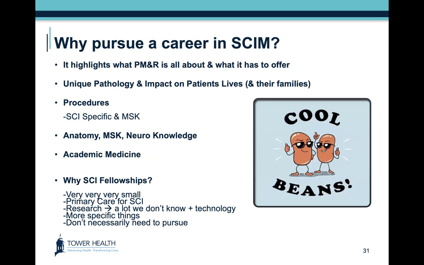Their families are going to help them obviously a lot living and adapting to their new life. For anyone that likes procedural stuff, hopefully I've showed you that there's a lot of opportunity for that in terms of doing EMGs. You get a lot of upper extremity joint injections: shoulder injections, elbow injections, wrist injections, baclofen pump refills, which is nice because now you're also managing spasticity and you're seeing patients every 3 months.